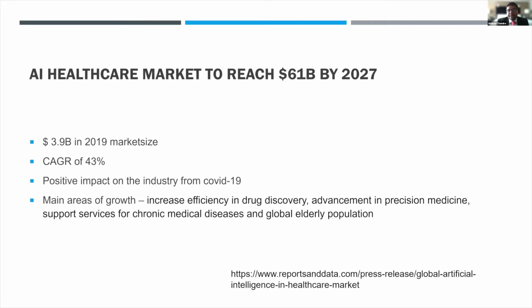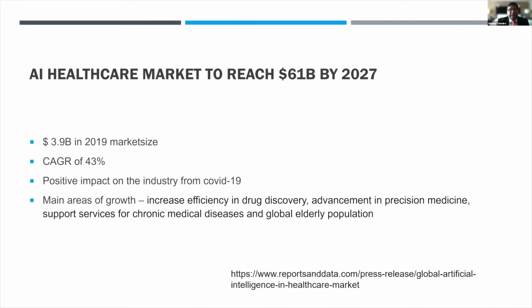So the AI healthcare market is growing exponentially. In 2019, the market size was about $3.9 billion, and it's expected to reach $61 billion by 2027, with a CAGR, a compound annual growth rate, of 43%. The impact of COVID-19 on this industry has only been to progress the industry much faster. The main areas of growth are in increasing efficiency in drug discovery, advancement in precision medicine, in providing support services for chronic medical diseases, and for taking care of the global elderly population. So that's where the projected growth is in the coming years.